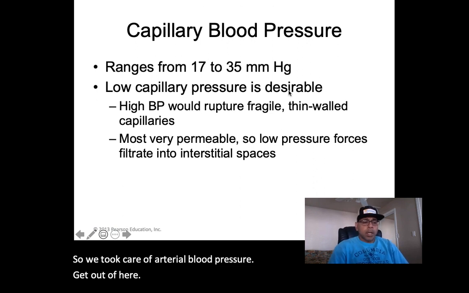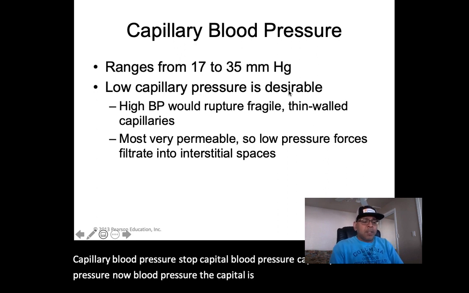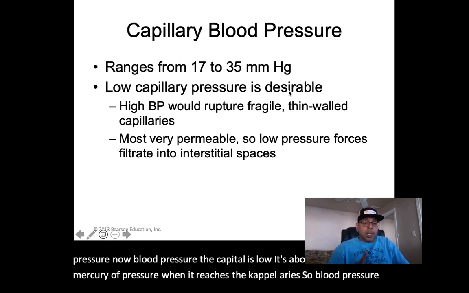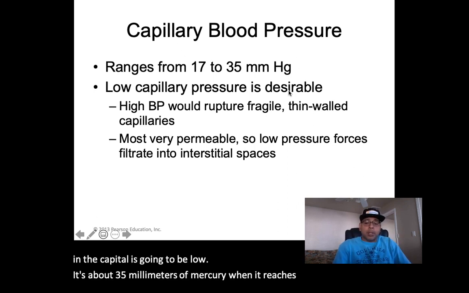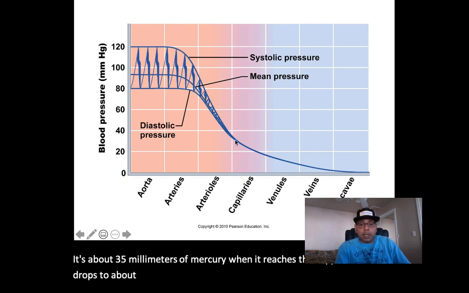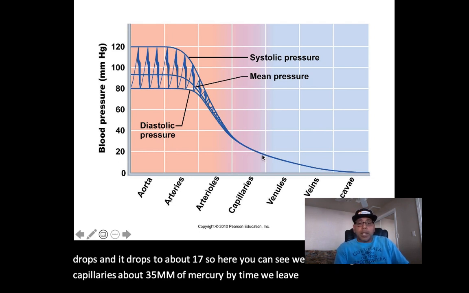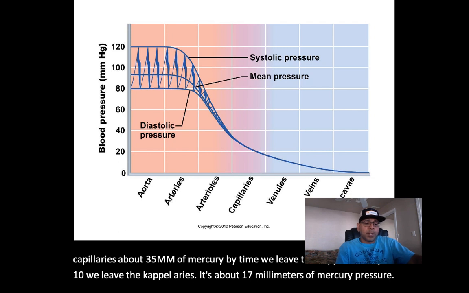Capillary blood pressure then. Blood pressure in the capillaries is low. It's about 35 millimeters of mercury when it reaches the capillaries, and it drops to about 17. So here you can see we're entering the capillaries, it's about 35 millimeters of mercury. By the time we leave the capillaries, it's about 17 millimeters of mercury of pressure at the end of the capillary beds.